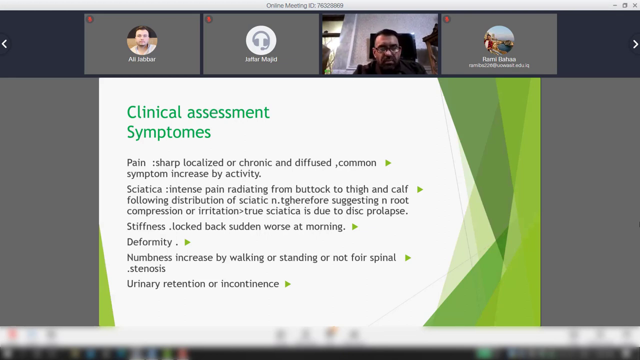It could be sharp, localized, could be chronic or diffuse. It is the commonest symptom. It's increased by the activity.